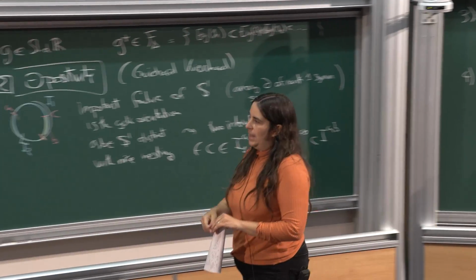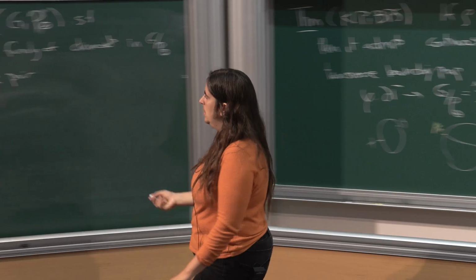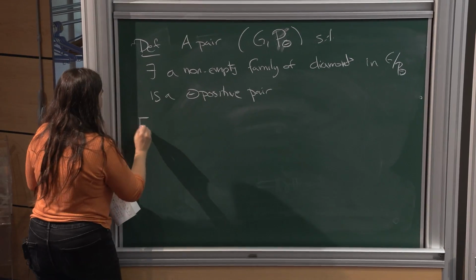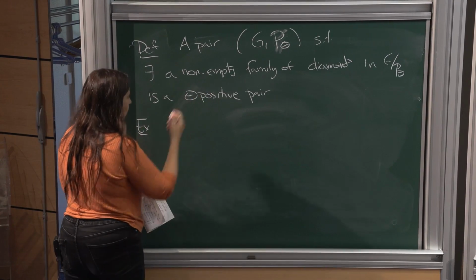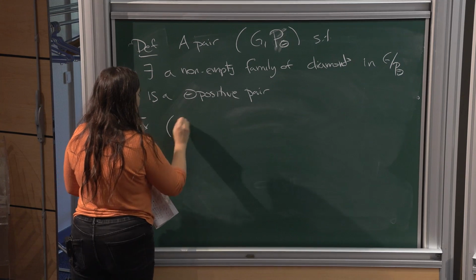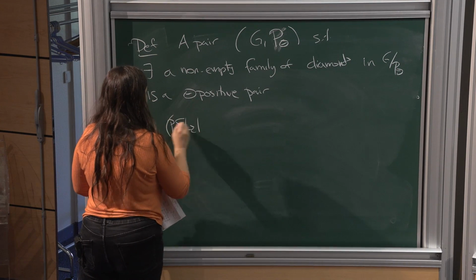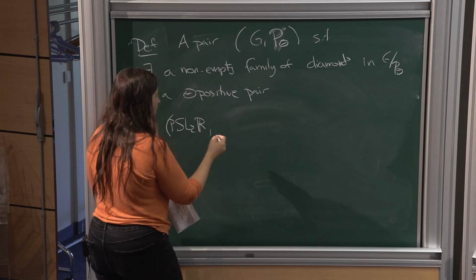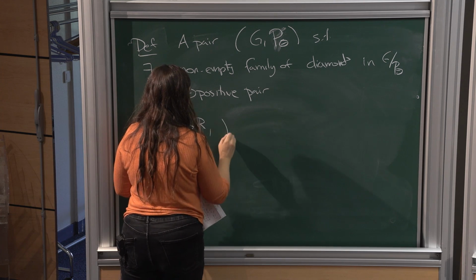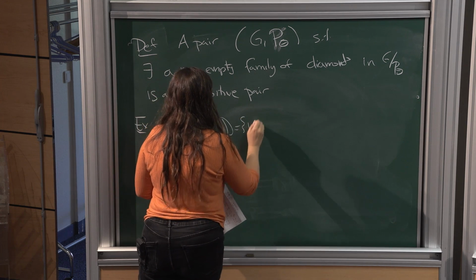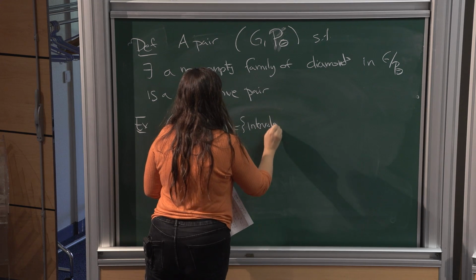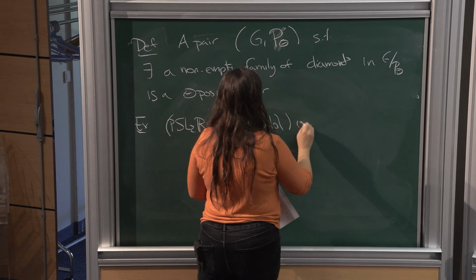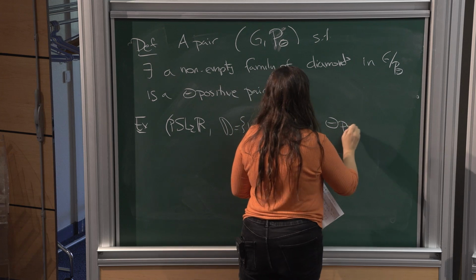And maybe an example is S1. One example is the pair SL2R or PSL2R, comma the intervals, is a theta positive pair.